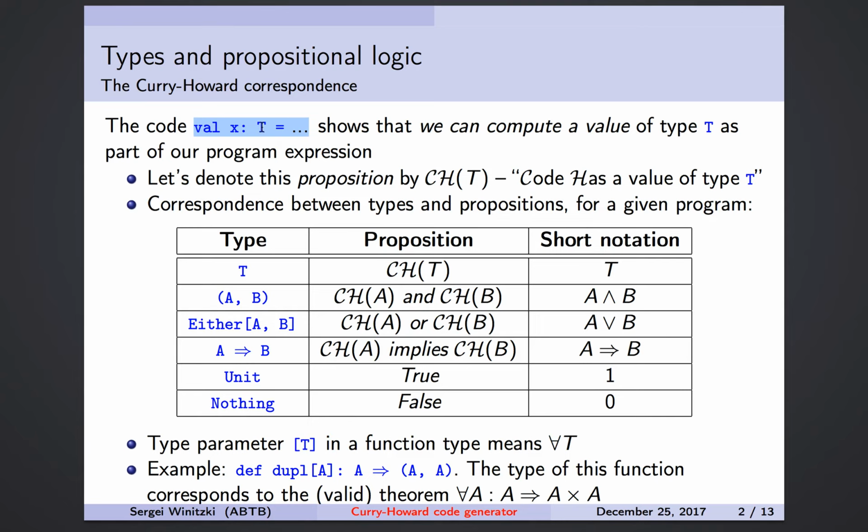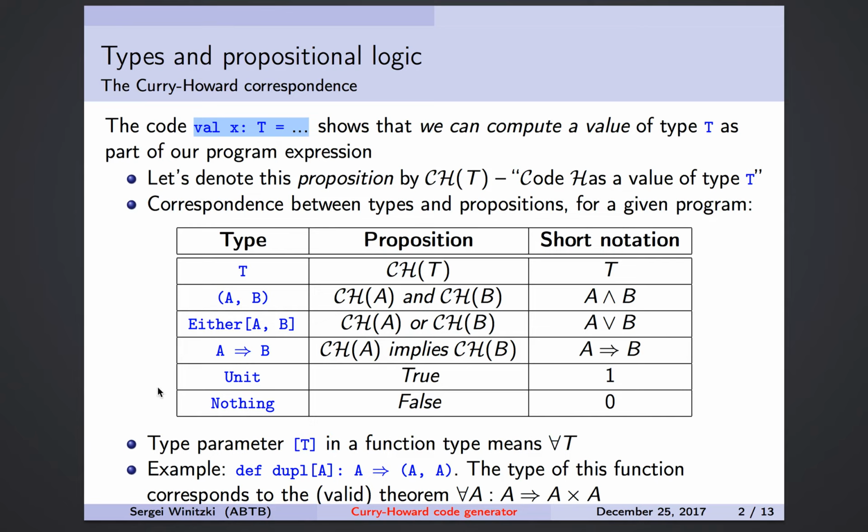So for each type, we have a proposition. Now, this proposition could be true or false for any given type, depending on whether the program is able to compute a value of this type or not. So for each program, this could be a different true or false proposition.